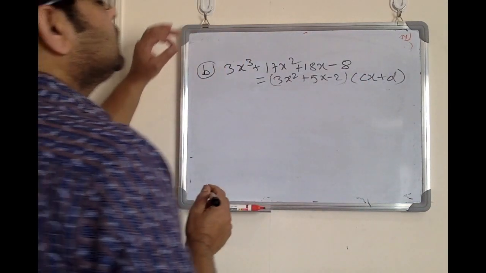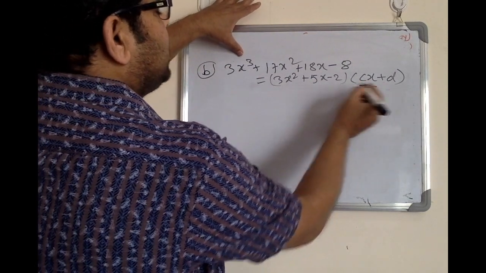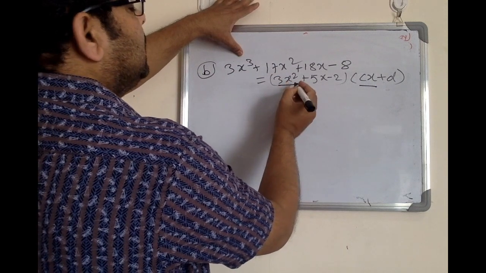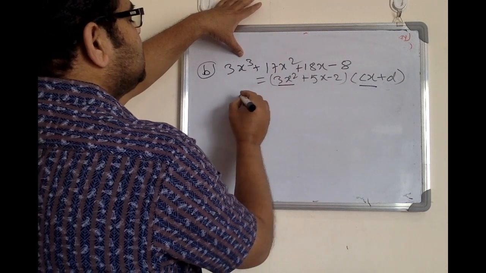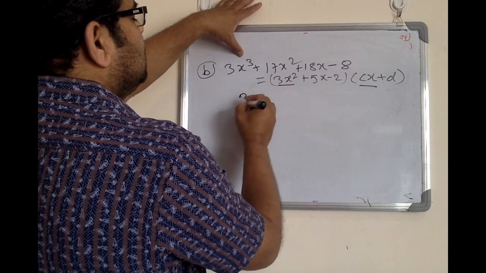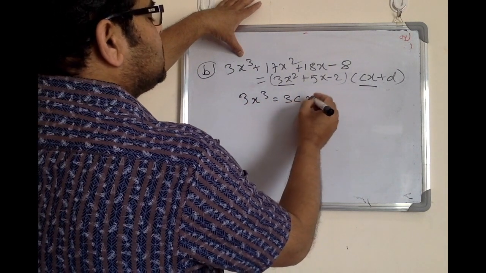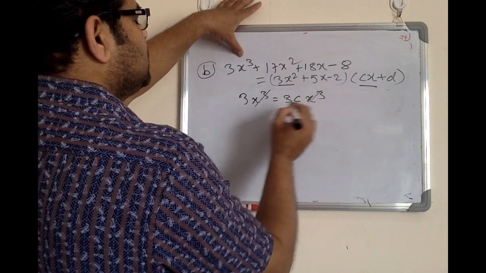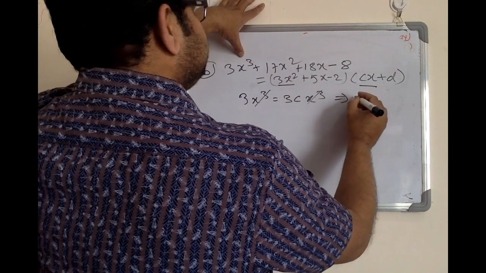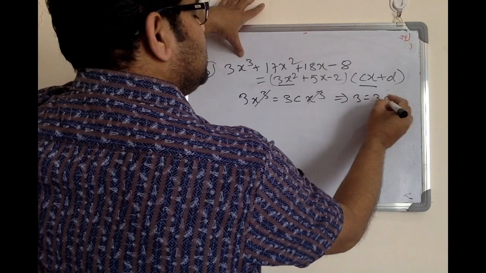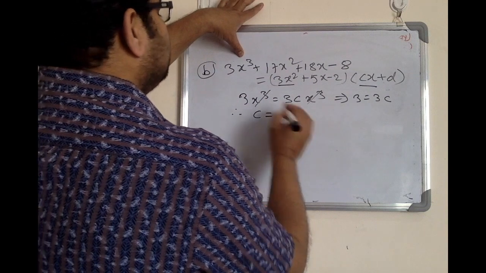All right. So let's compare the power of x cubed here. When cx is multiplied with this, there is going to be an x cubed term. So comparing both sides, what you can get here is 3x cubed equals 3c x cubed. Actually, you don't need to write this. You just write the constant term while comparing both sides. So that gives you the value 3 equals 3c. Therefore, c equals 1.